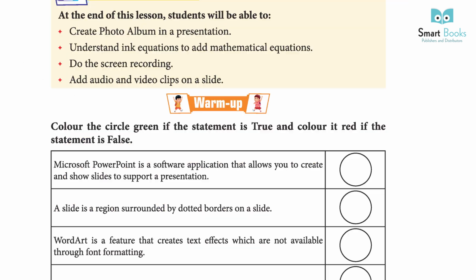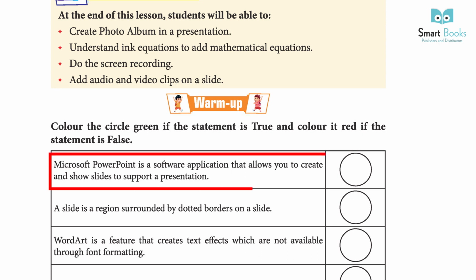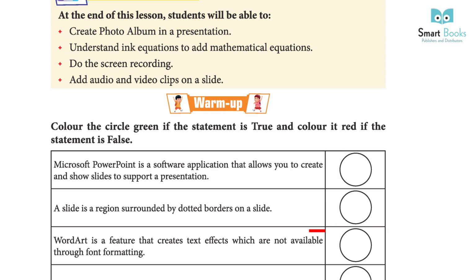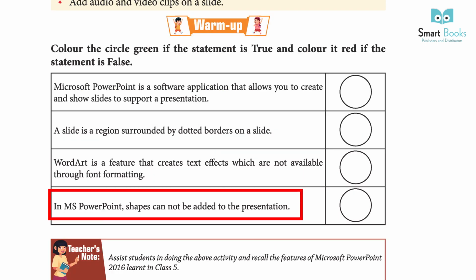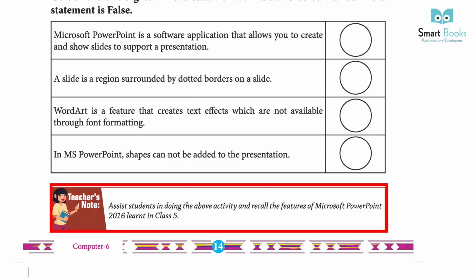Warm up. Color the circle green if the statement is true and color it red if the statement is false. Microsoft PowerPoint is a software application that allows you to create and show slides to support a presentation. A slide is a region surrounded by dotted borders on a slide. Word art is a feature that creates text effects which are not available through font formatting. In MS PowerPoint, shapes cannot be added to the presentation. Teachers, note: assist students in doing the above activity and recall the features of Microsoft PowerPoint 2016 learnt in Class 5.